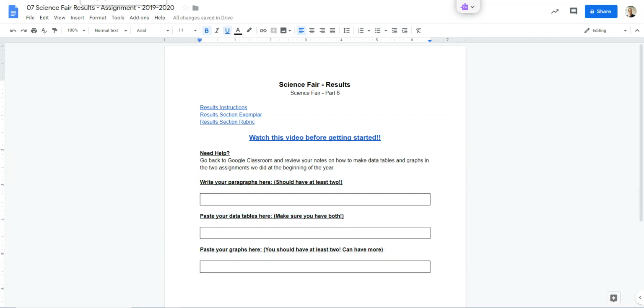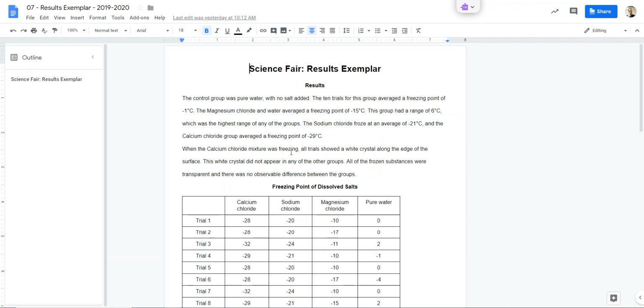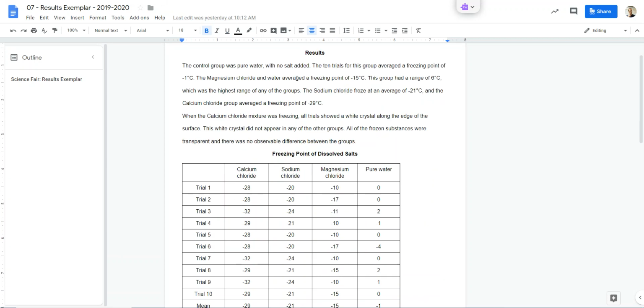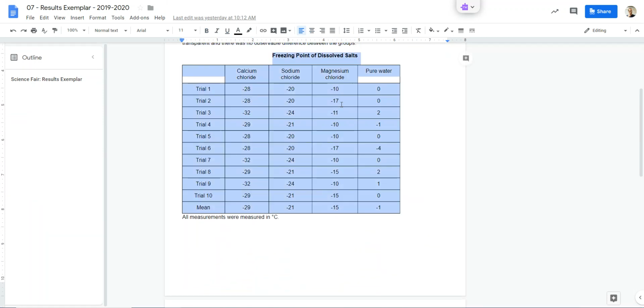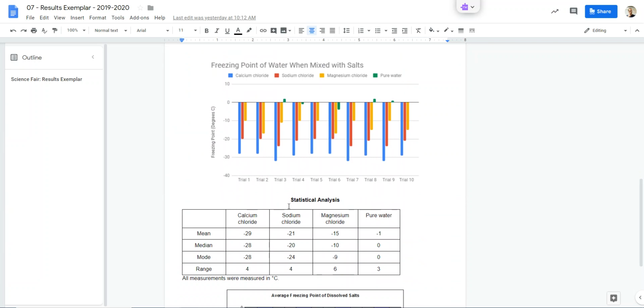If you need any help, there's an exemplar that's attached at the top. This is somebody from a few years back that has really great paragraphs if you need to see how they worded everything. This person did not need a third paragraph, so they don't have an example there. They have some pretty great tables here as well. They have all their units, a title, everything's labeled correctly, it looks good. And of course, they have their statistical analysis and their graphs as well.